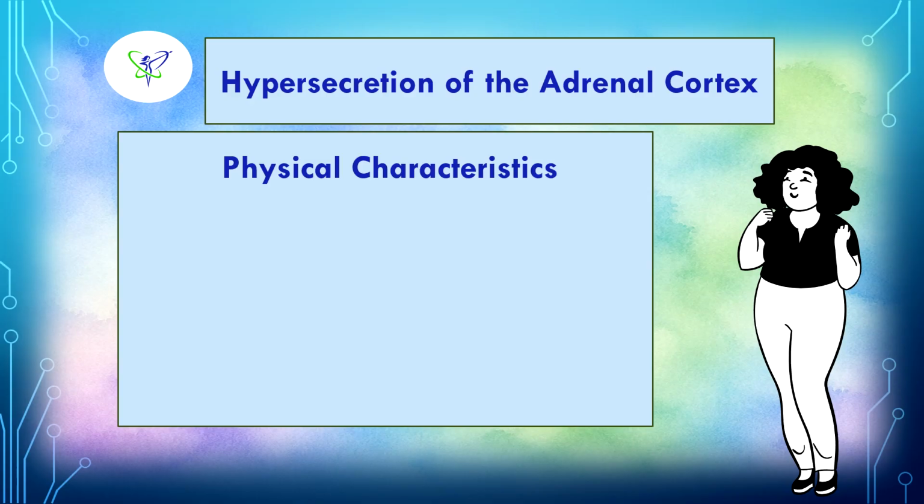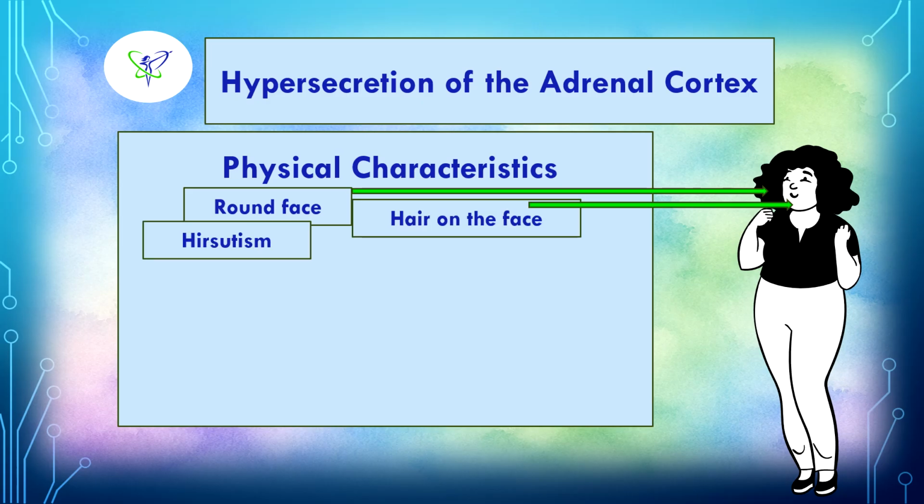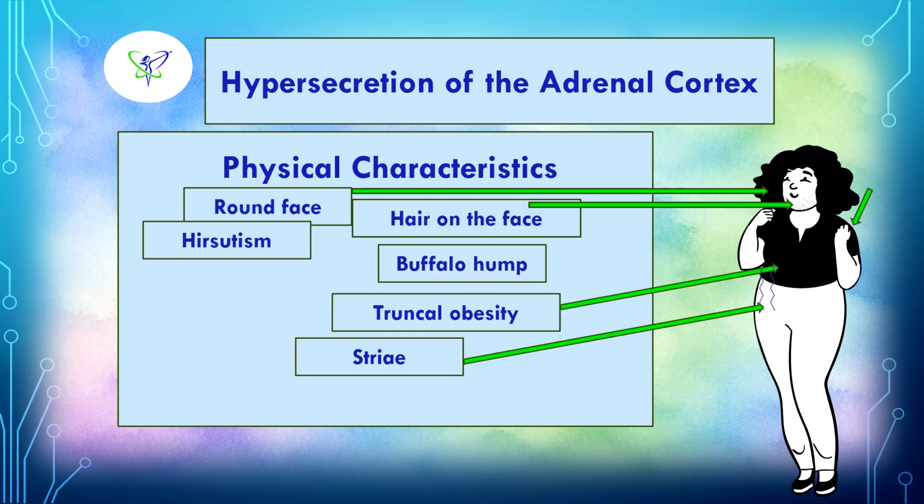Some of the physical characteristics we might see for a patient with hypersecretion of the adrenal cortex include maybe a rounded face, a moon face, hirsutism, which might be hair on the face, masculine characteristics. You might see what we're calling a buffalo hump, but it's the fat pad on the upper back. They might have truncal obesity, striae, and thinner arms and legs.